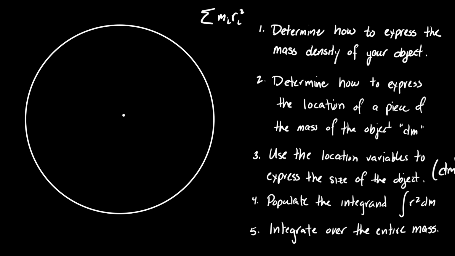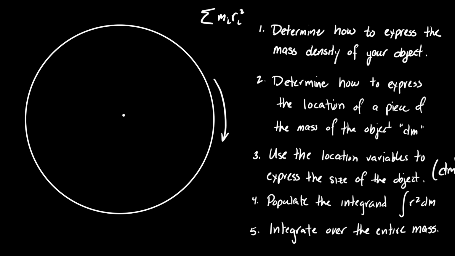rotation it was. Well, if we're doing a ring about its center and we're spinning the ring this way, isn't it pretty clear that every piece of mass is the same distance away from the axis of rotation? Because it's a ring. So the math we're about to do is largely redundant.